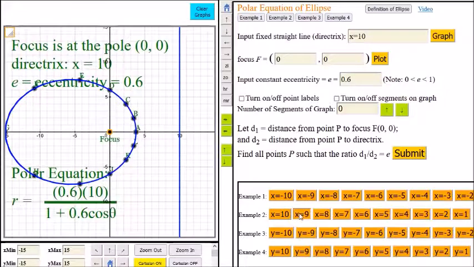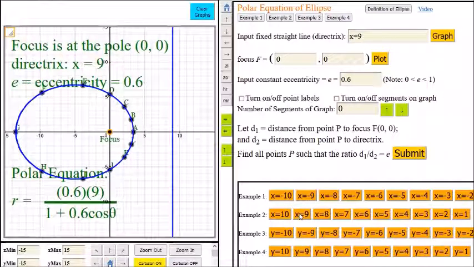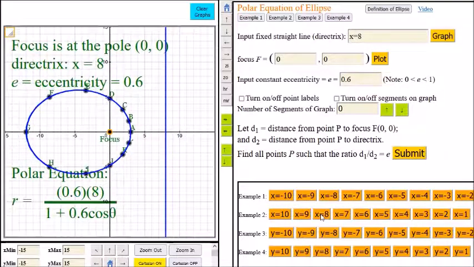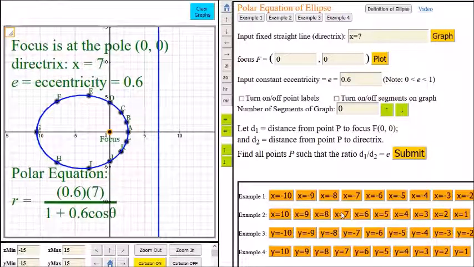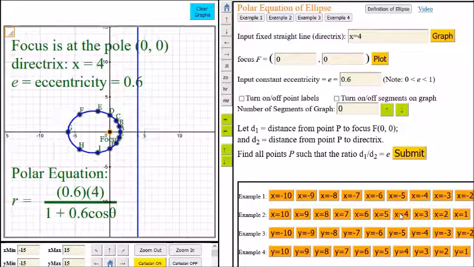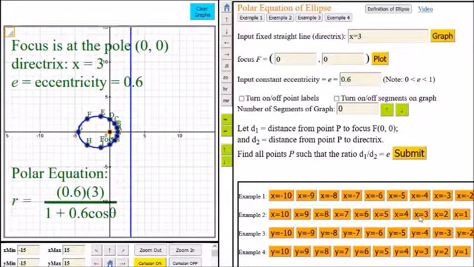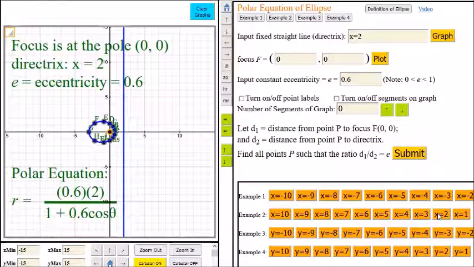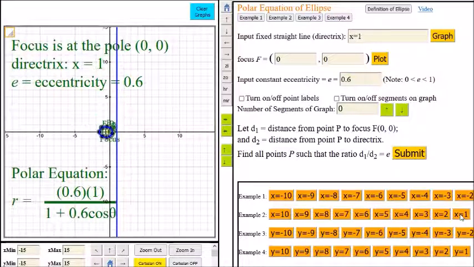Now let's look at the directrix x equal to 9, x equal to 8, x equal to 7, directrix x equal to 6, x equal to 5, x equal to 4, x equal to 3, and 1.